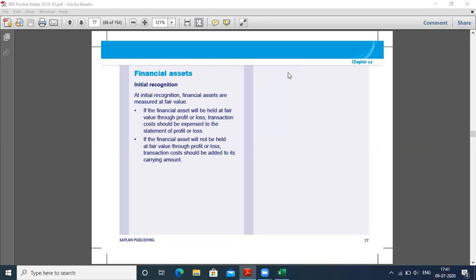So when we are dealing with the financial assets initially, as I said, it should be through fair value. But here you need to differentiate. If the company is a trading company, then consider the transaction cost as an expense. And if the company is a non-trading company, then add this particular transaction cost to the carrying amount. This is the thing which you need to remember when we are initially recognizing the financial assets.